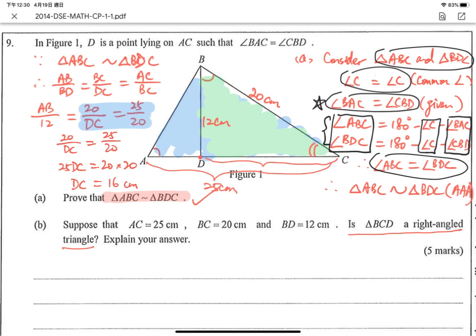So now DC is 16 centimeter. Now we have three sides. So this is for part B. After we find out the length of DC, then we can apply the Pythagoras theorem. So for applying Pythagoras theorem, we need to pick up the longest side square.